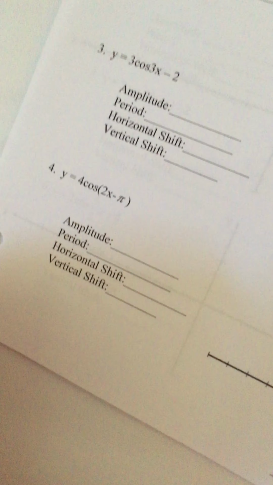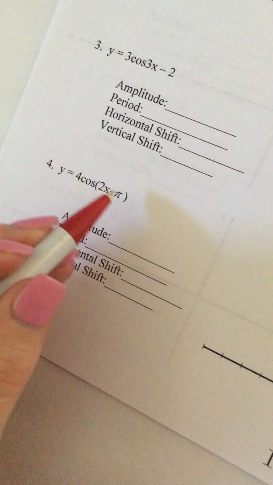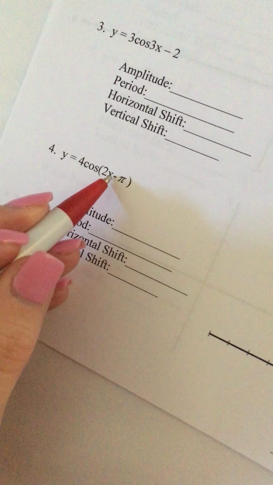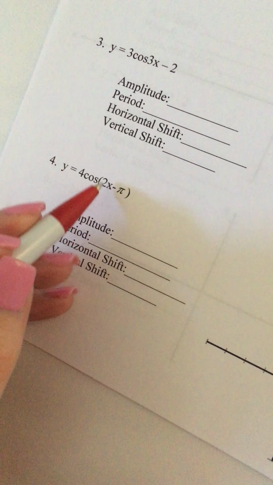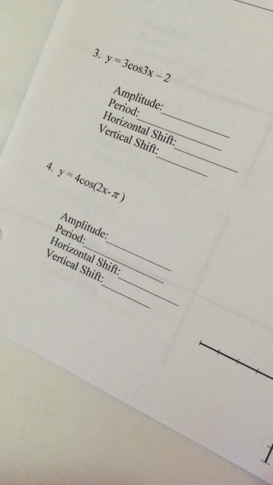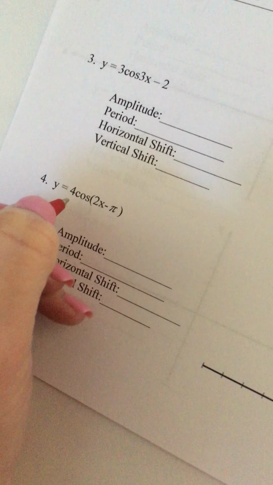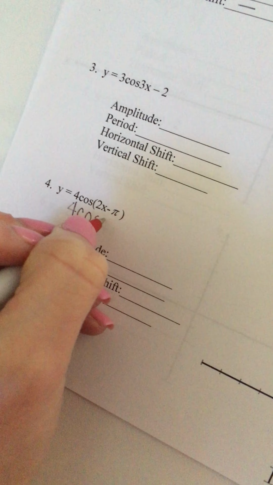Okay, so let's talk about number 4. Number 4, 4 cosine 2x minus pi. Whenever we have a problem like this, we want to factor out if there's a number in front of the x or the variable, could be theta. We want to make sure that whatever is in the parentheses is x minus or x plus something. We don't want anything in front. So I'm going to factor out the 2 before we go through here and graph this.